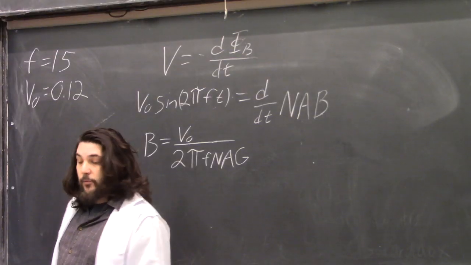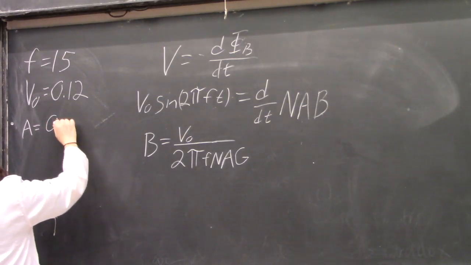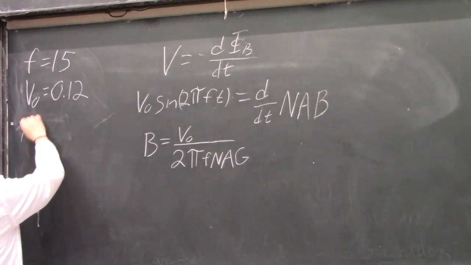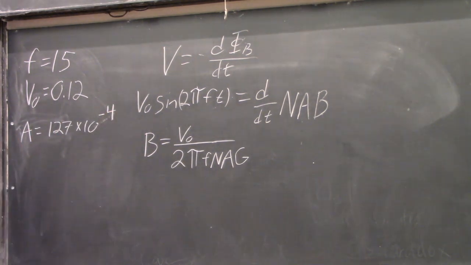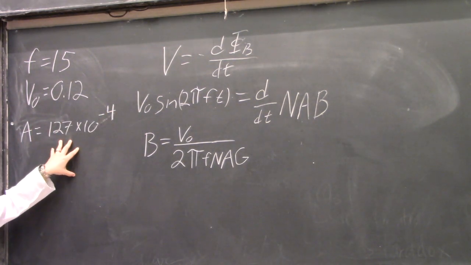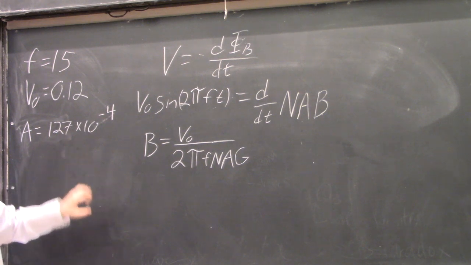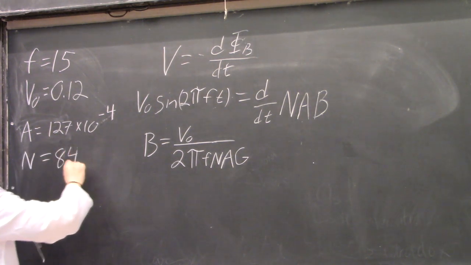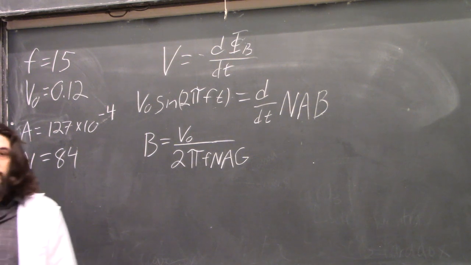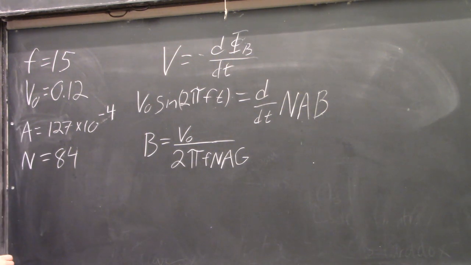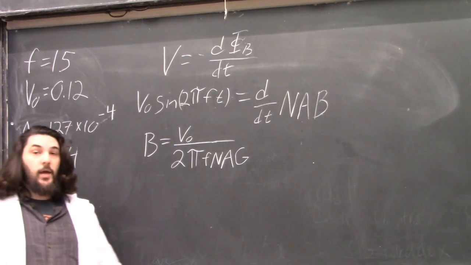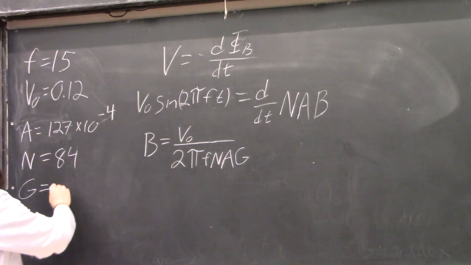Now, looking at our loop of wire, it has an area of 127 times 10 to the minus 4th meters squared, and 84 turns. And the gain on my amplifier is 20.